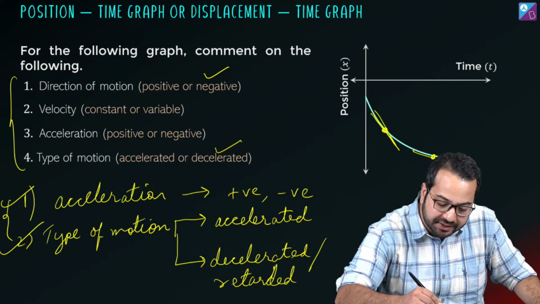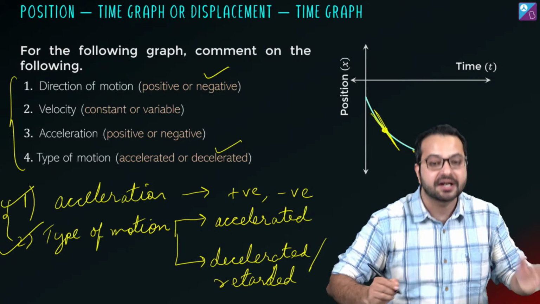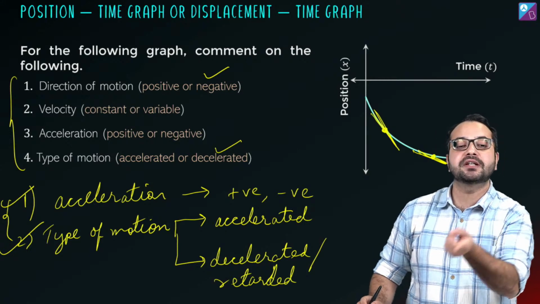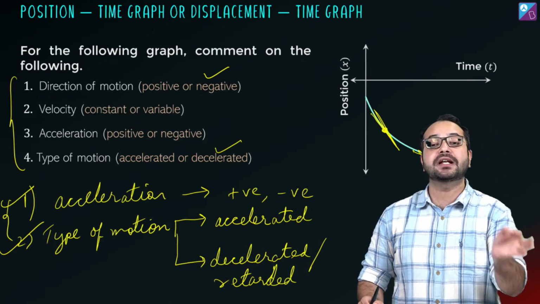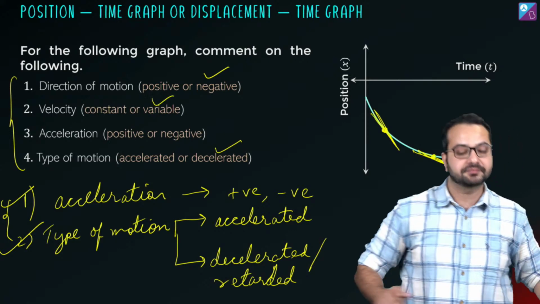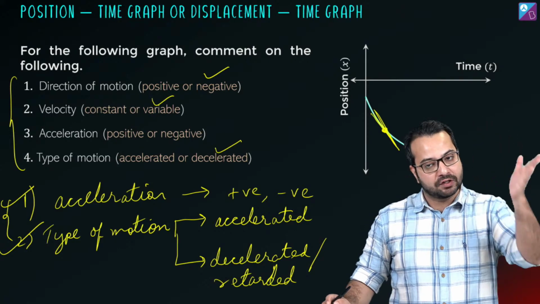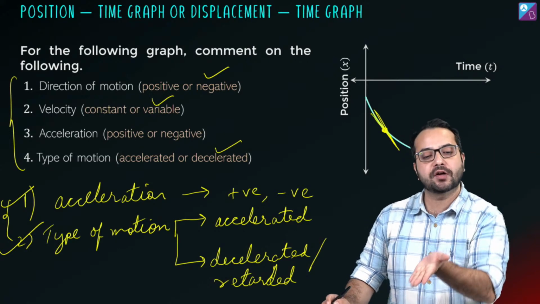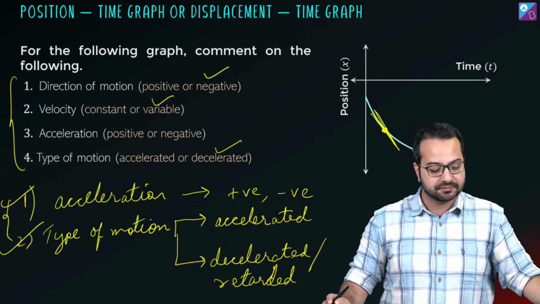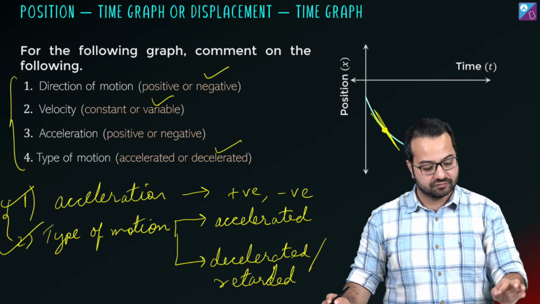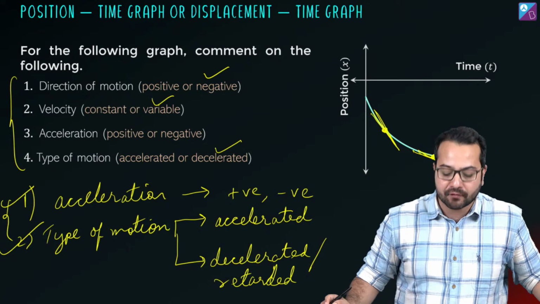The slope is like this here. Is the slope changing? Which means that the velocity is changing, which means that the velocity is variable. Correct. The slope is changing, which means the velocity is changing, so the velocity is variable. ठीक है? Correct. Next, acceleration, positive or negative.